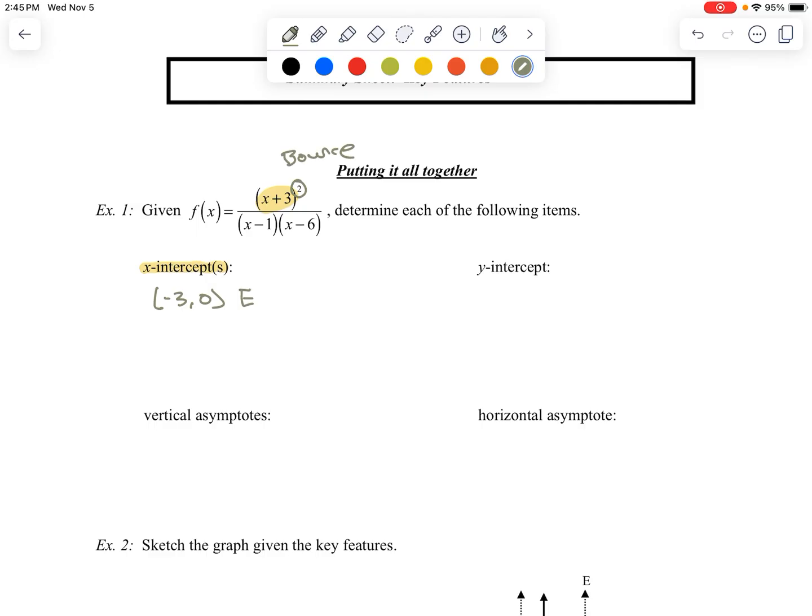Okay. The y-intercept, we did not talk about that yesterday, but we know any y-intercept has to be 0 comma something. And so if we evaluate the function at 0, we get 0 plus 3 squared over, and then everywhere we see x, we're going to put in 0. So 0 plus 3 is 3, 3 squared is 9. -1 times -6 would be 6, so divide by 3, and we get 3/2.